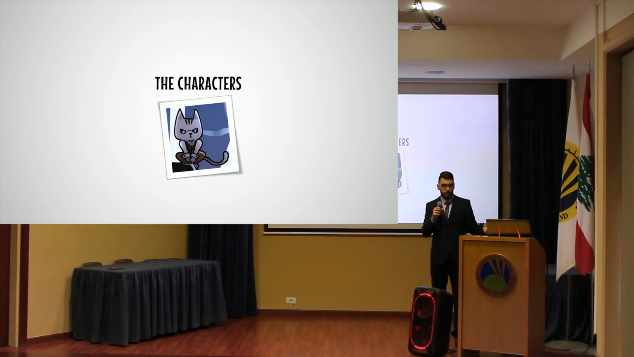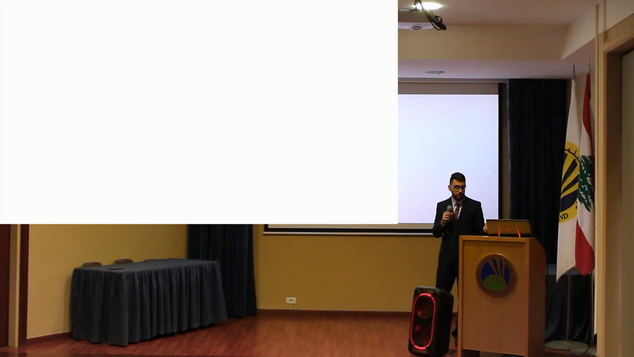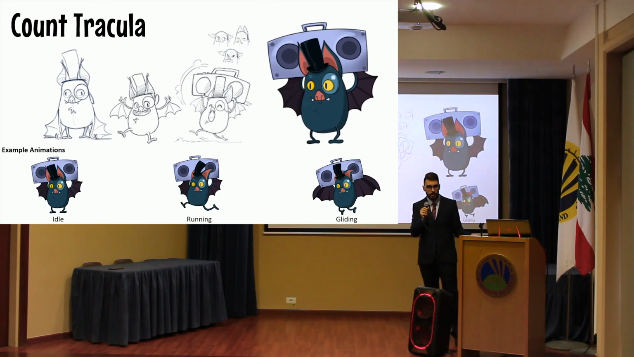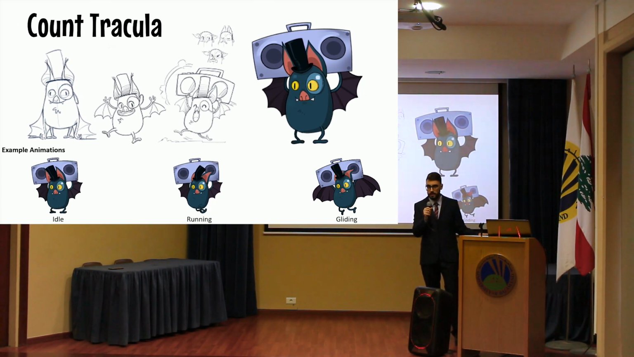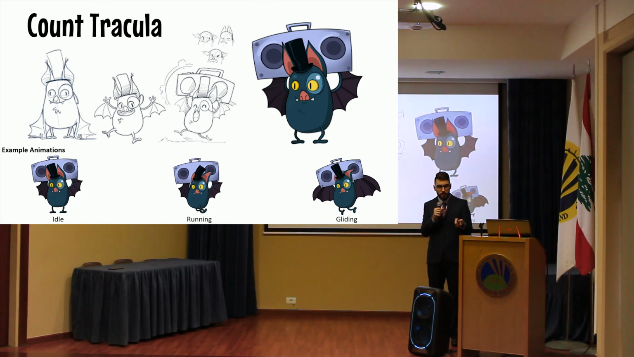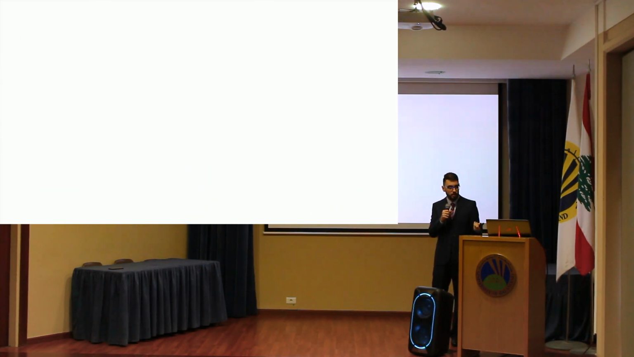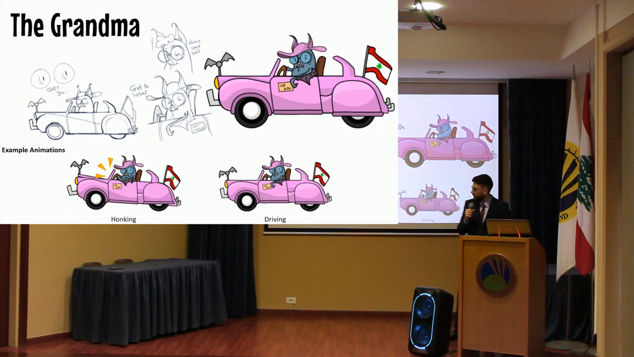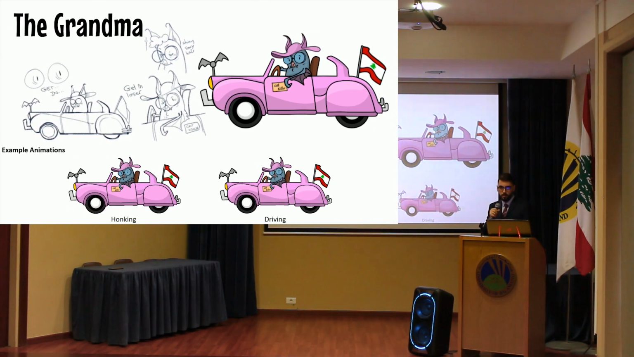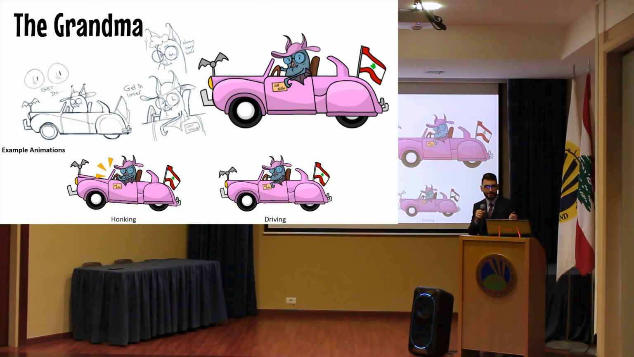And now to the characters of the game. Start off with main character, CounTracula. He can go side to side, jump many times in the air, and glide on his way down. Then comes the grandma. She arrives briefly at the end of the game to pick you up, parks in midair, honks, picks you up and leaves.